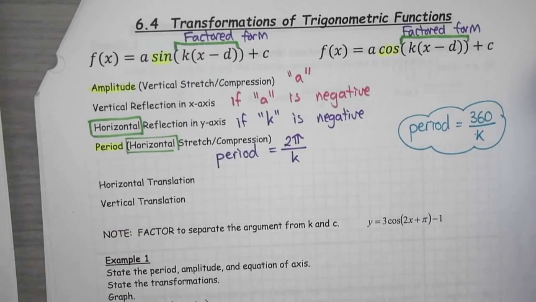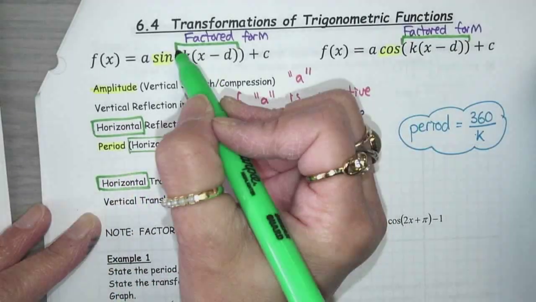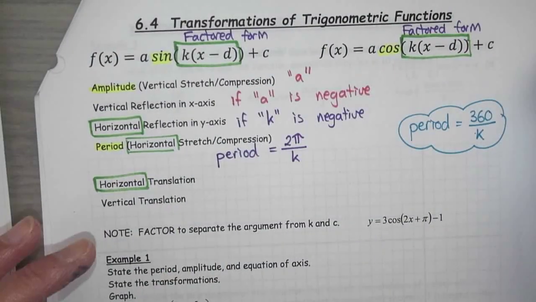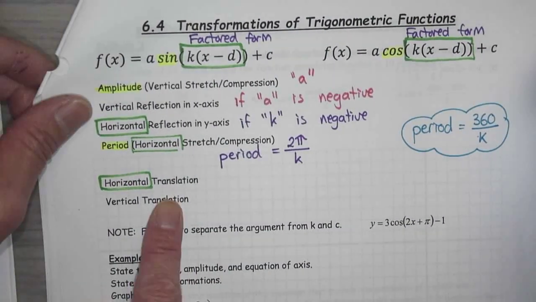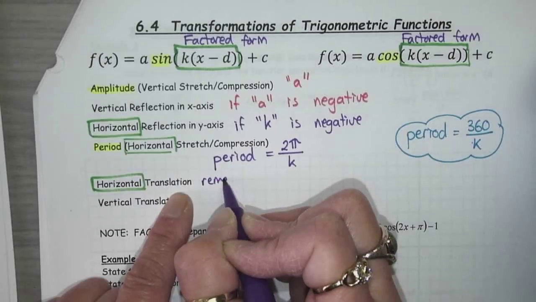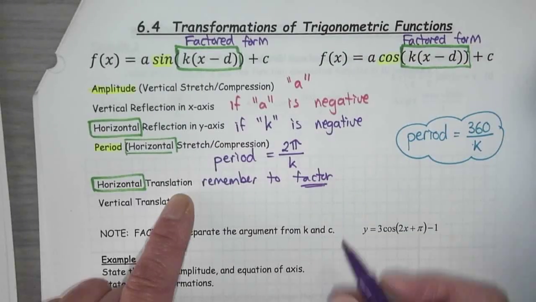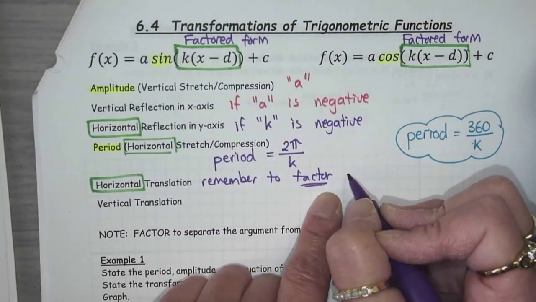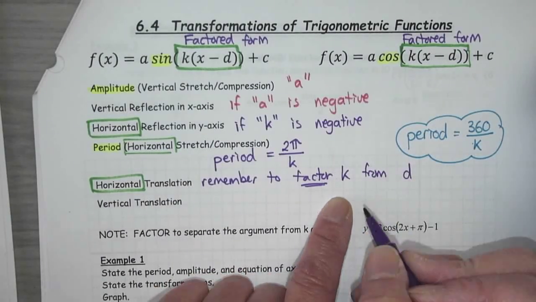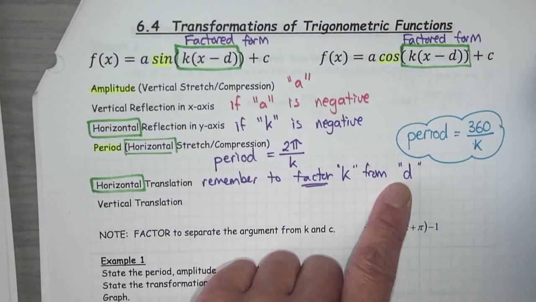The horizontal translation is also part here. So all this part here that's boxed off is from this part here in the equation. Does that make sense? So this box here, that's all the horizontal stuff. So the horizontal translation must, again, be in factored form. So remember to factor the K from the D. Does that make sense? So you want the K away from the D. The K has to be separate from the D.